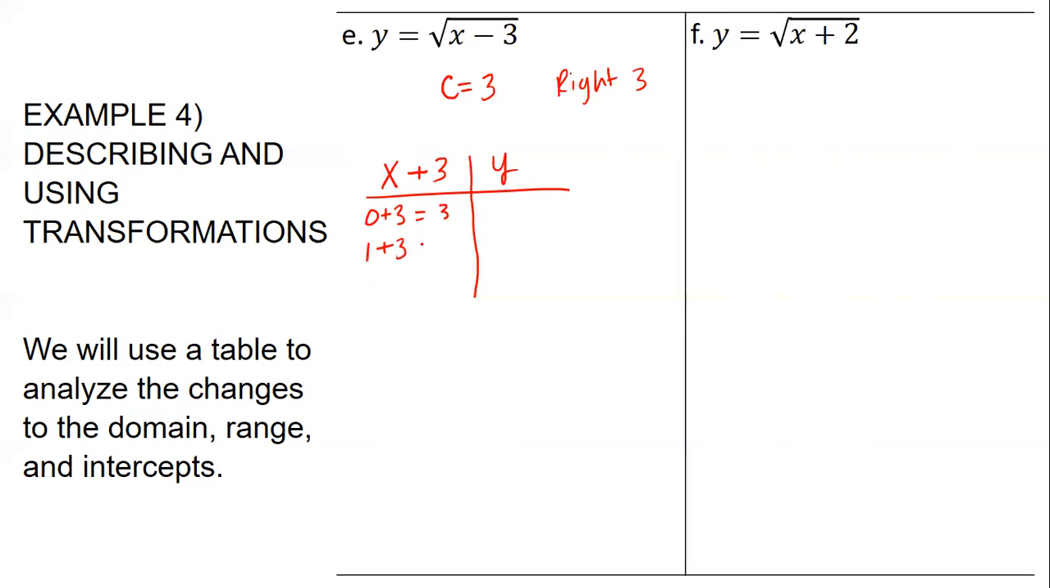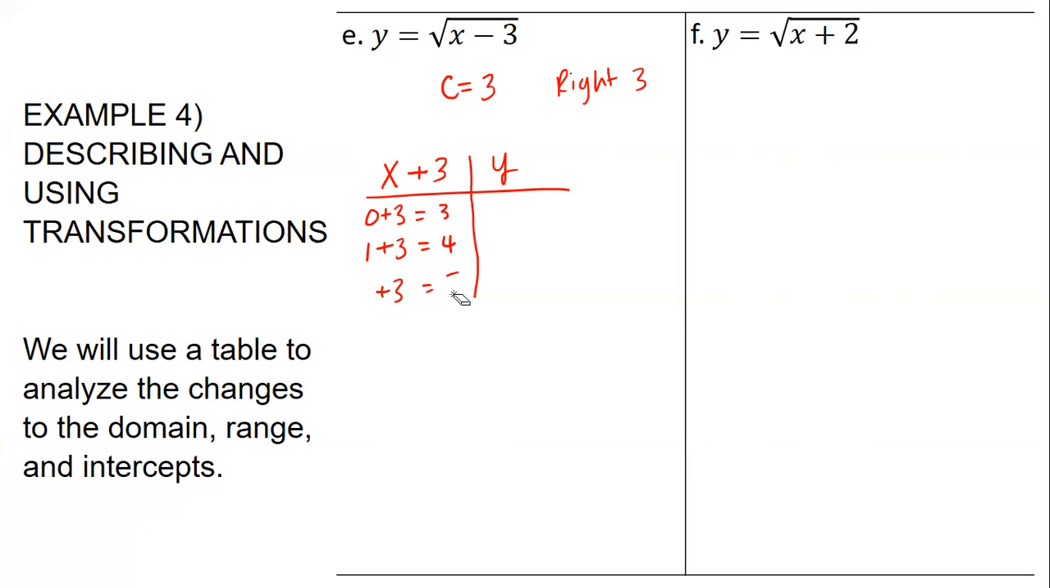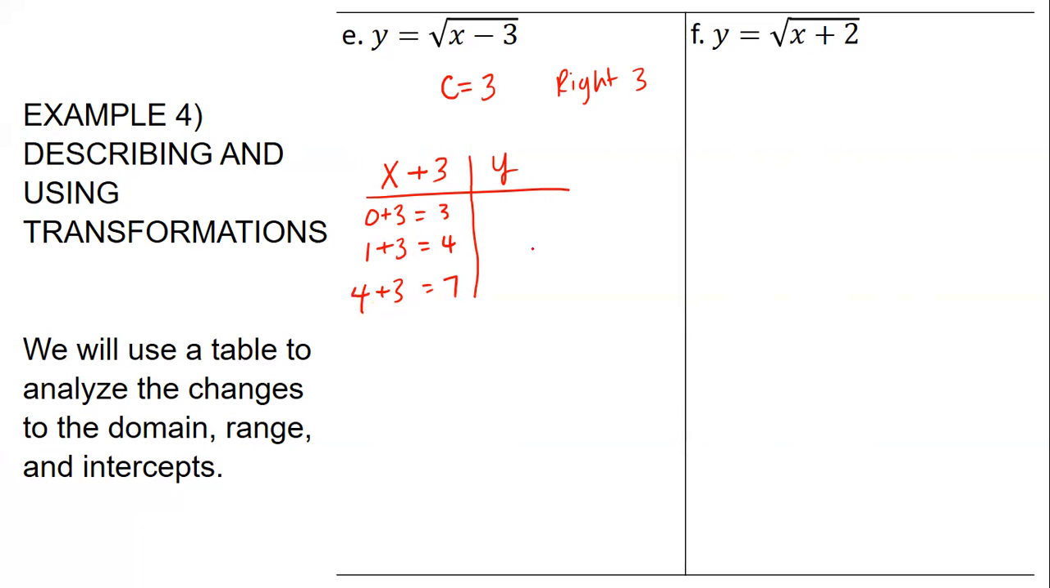I have 1 plus 3. I have 2 plus 3. And I have, not 2, I'm sorry, that's supposed to be a 4. And you get it. And my y's for my parent function are still the same, 0, 1, and 2. So that means that my graph has shifted over here to 3 and then continues to increase.